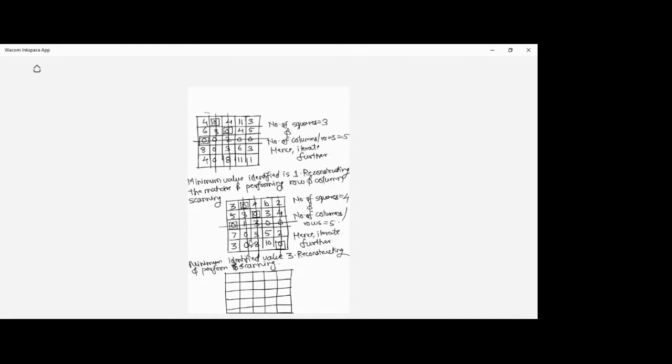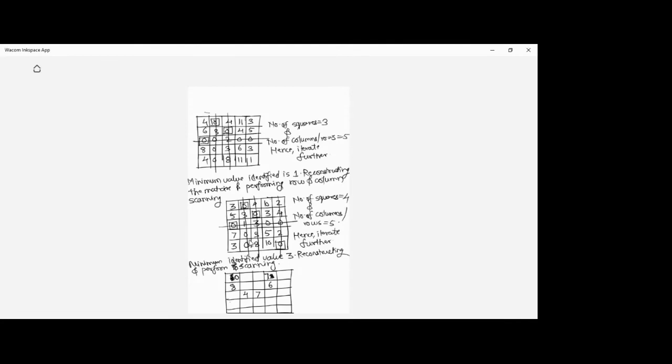So 1 plus 3 is 4, 3 plus 4 is 7, 3 plus 3 is 6, 5 plus 3 is 8, right? 10 plus 3 is 13, 3 plus 3 is 6, 7 plus 3 is, oh sorry, we have to subtract, just a second, sorry. 3 minus 3 is 0, 10 minus 3 is 7.